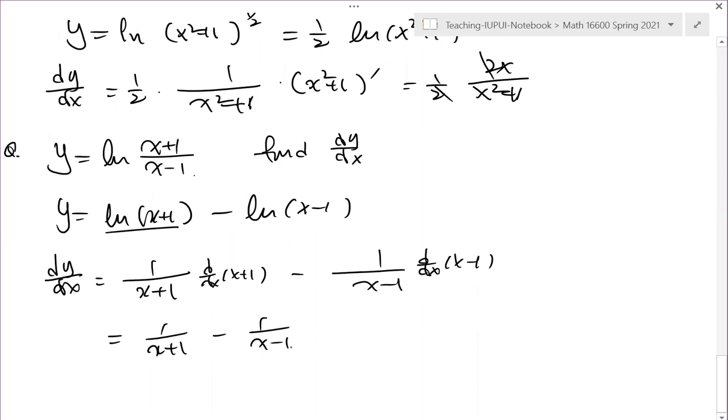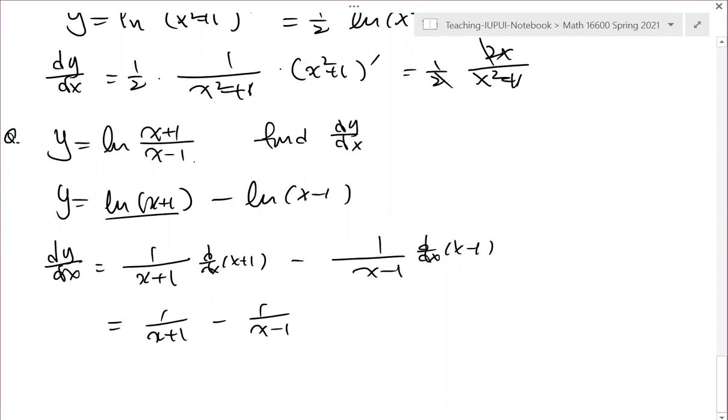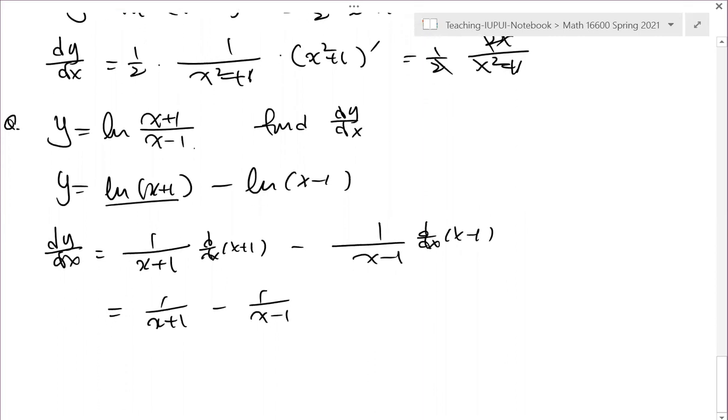You can combine them if you want. If you combine them, you will get negative 2 over x plus 1 times x minus 1, since x minus 1 minus x plus 1 will be negative 2.